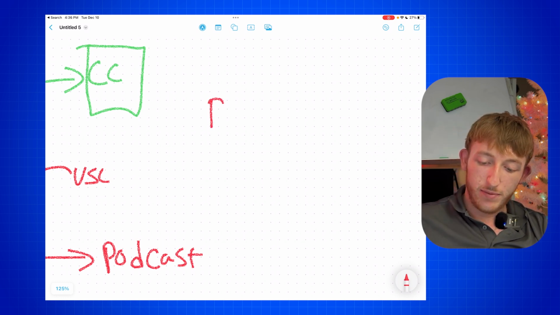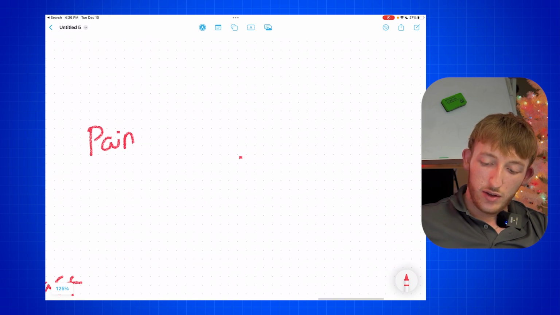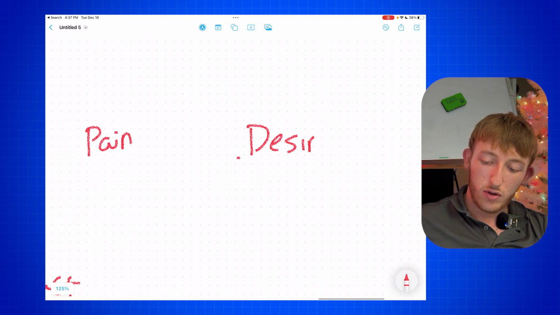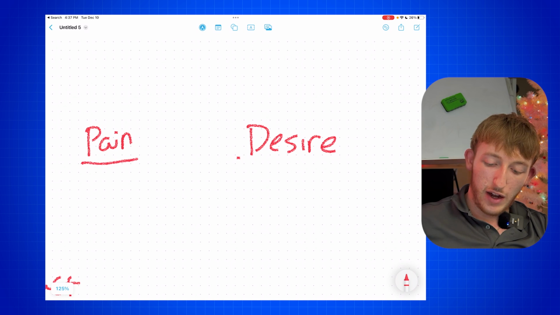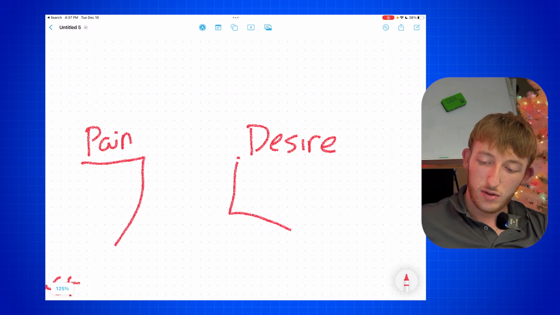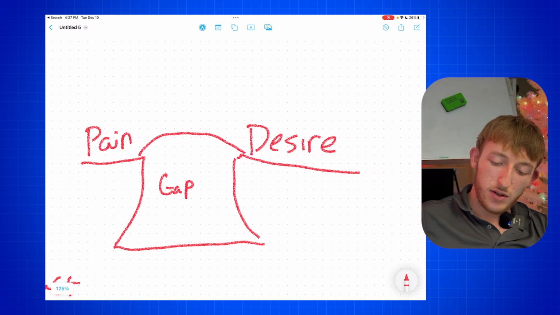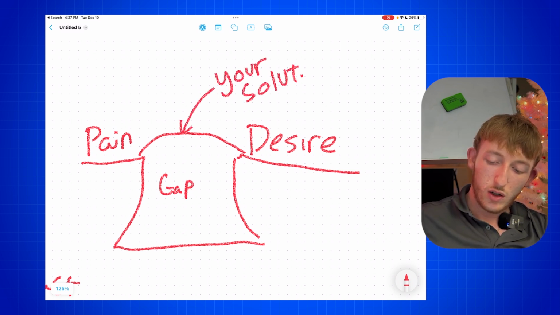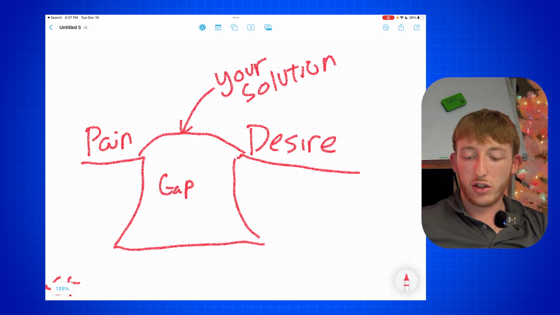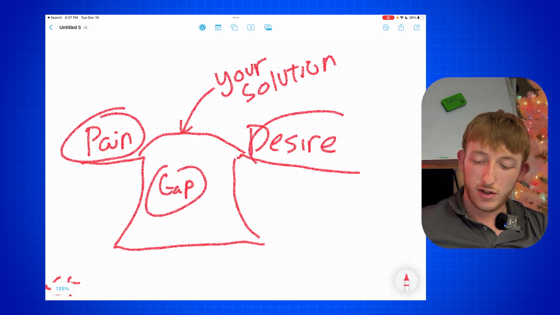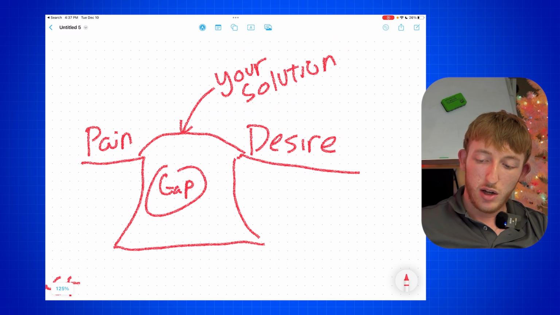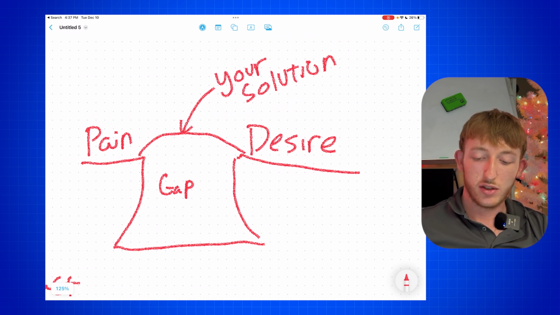We should have the pain, the desire, and these are like basically cliffs, right? If this is like a cliff and this is like a valley, just imagine the solution is the bridge, and down here we have the gap, right? So anything we're talking about in our content should follow these things: the pain, the desire, the solution, and the gap, right? Your content should be talking about those 4 things specifically.